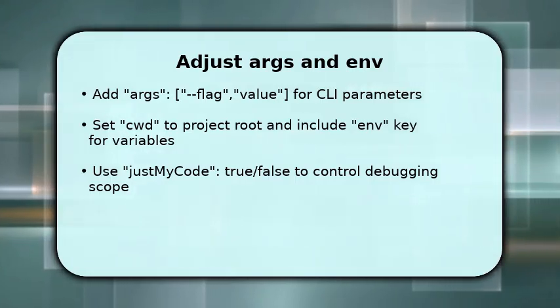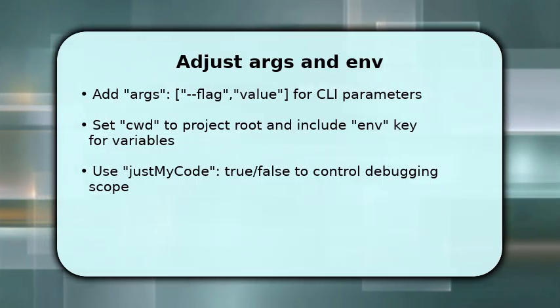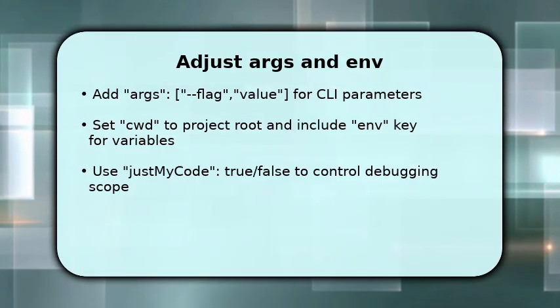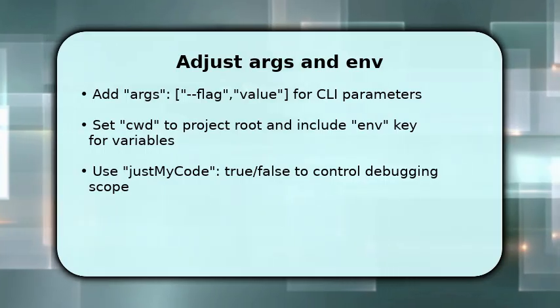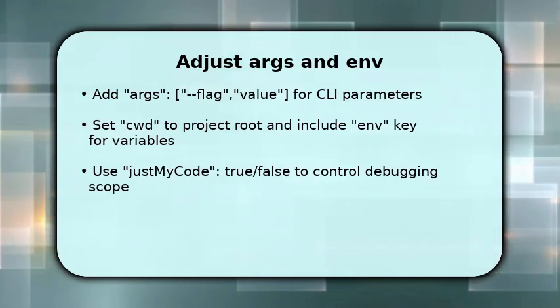Add an args array to pass CLI parameters so your program runs the same as from terminal. Then set cwd to the project root to resolve relative imports and file access. Include an env object for API keys or debug flags, but avoid secrets in repo.